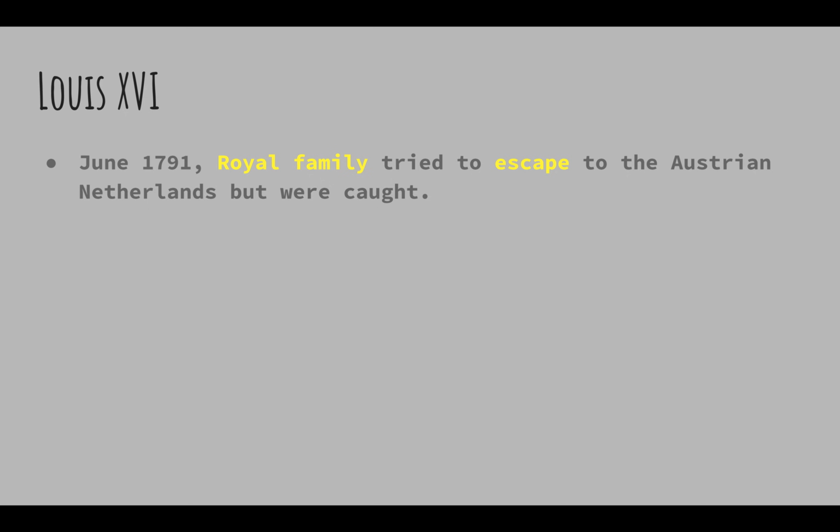So I've already mentioned before that the rioting in Versailles resulted in the royal family fleeing and trying to get away. But they're going to be caught, and they're going to be caught at the Austrian border. And what ends up happening is that they're later going to be put on trial, but we'll talk about that in a little bit.